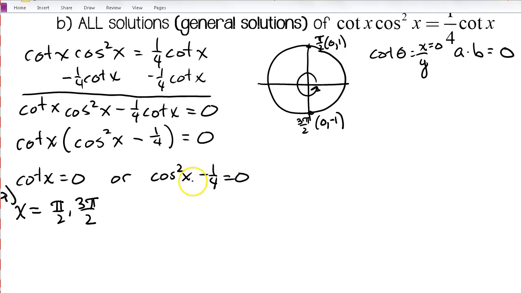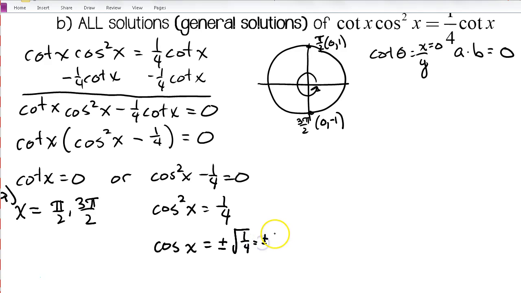Now over here we have a little bit more to do. I've got that cosine squared x is equal to 1/4. Then I'll take the square root of both sides. I've got the cosine of x is equal to positive or negative square root of 1/4, which is positive or negative square root of 1 over square root of 4, which is just positive or negative 1/2.